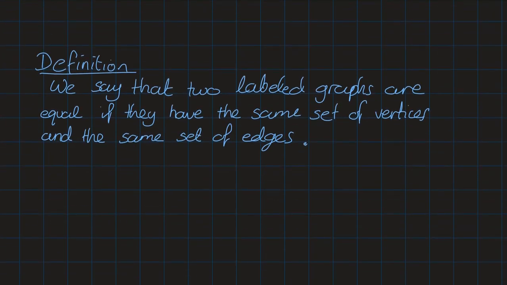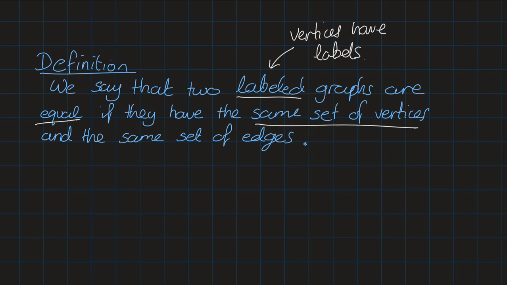Before I say this, I want to mention that we only consider labeled graphs when we talk about equal graphs. By labeled, this just means that the vertices have labels. So they're called names like Alice, Bob, Charles, or maybe just A, B, C. It doesn't matter. So the definition: we say that two labeled graphs are equal if they have the same set of vertices and the same set of edges. So they have to have exactly the same vertices and exactly the same edges.